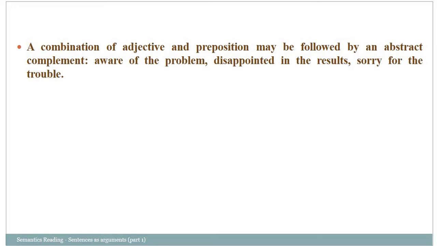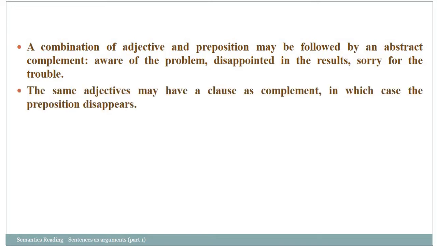So a combination of adjective and preposition may be followed by an abstract complement, like aware of the problem, disappointed in the results, sorry for the trouble. These might also be the predicate of the sentence. And the same adjectives may have a clause as complement, and in this case the preposition disappears. You will see the examples.